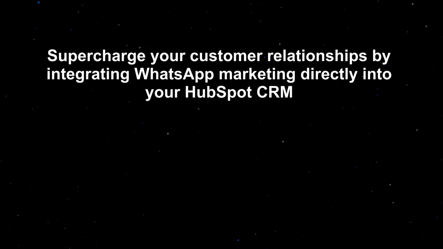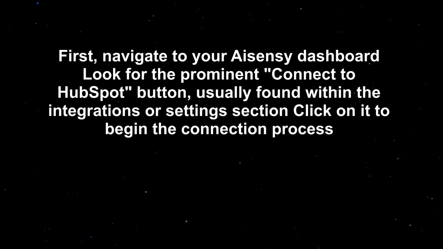Supercharge your customer relationships by integrating WhatsApp marketing directly into your HubSpot CRM. First, navigate to your Aisensy dashboard. Look for the prominent Connect to HubSpot button, usually found within the Integrations or Settings section. Click on it to begin the connection process.